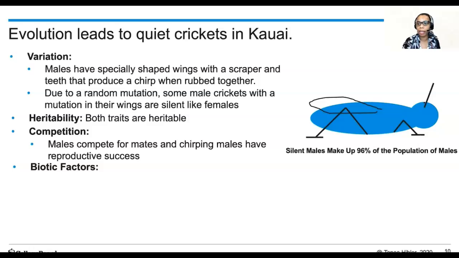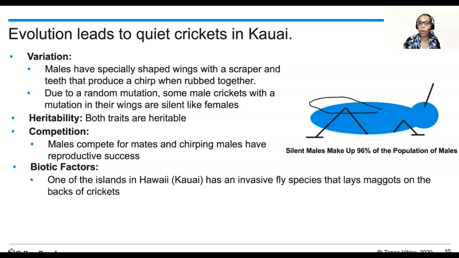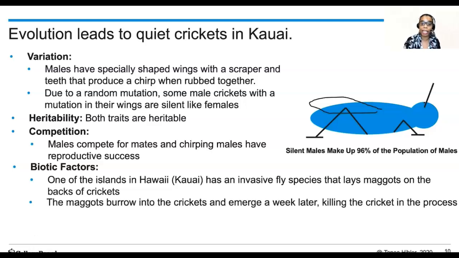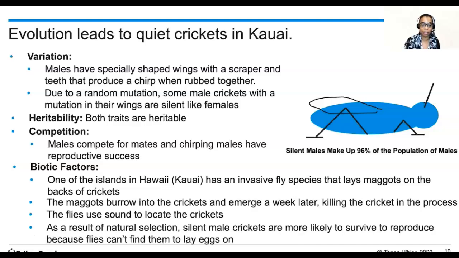And then biotic factors. So what happened in this particular environment to change the population? On one of the islands in Hawaii, on Kauai, there was an invasive fly species that lays maggots on the back of the crickets, parasitoid maggots. The maggots burrow into the crickets and they emerge a week later, killing the cricket in the process. The flies use a sound to locate the crickets.